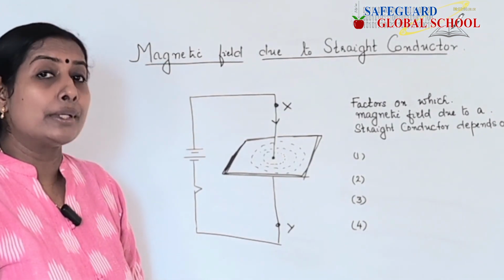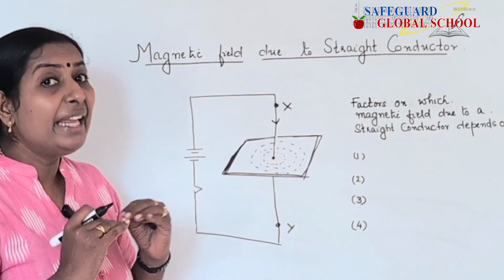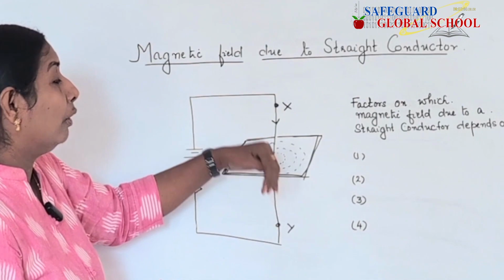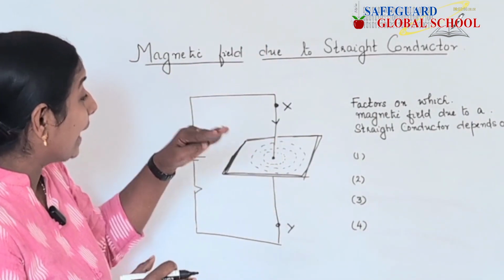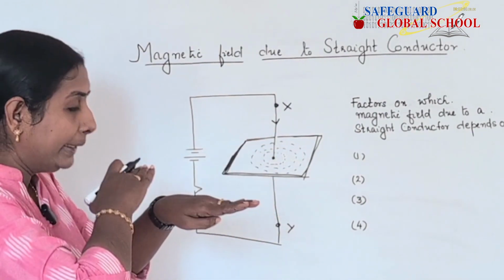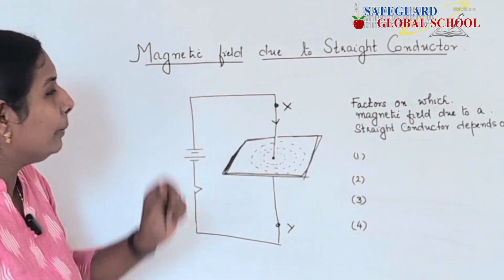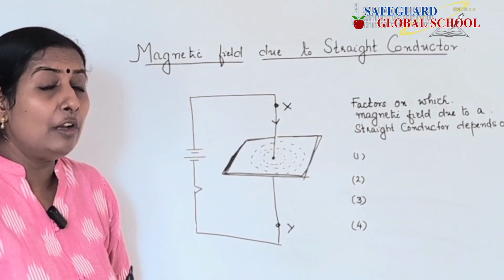The answer to the question is, they are concentric circles in a plane perpendicular to the direction of the conductor, or in a plane which is held perpendicular. On that plane will be the concentric rings. So what will be the direction? To note this direction, which law will we use?